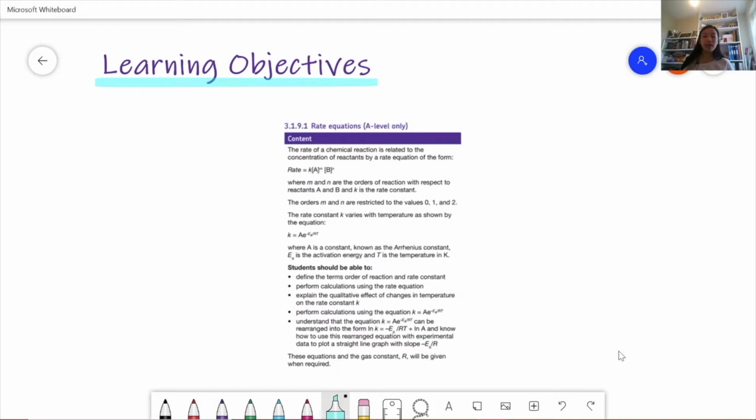We're going to be looking at rate equations today. So we're going to define what rate is again, and then define the terms order of reaction and rate constant, perform calculations using the rate equation, explain the qualitative effect of changes in temperature on the rate constant, and perform calculations using the equation k, that's Arrhenius's equation, and understand that the equation can be rearranged into the form ln k equals minus activation energy over RT plus ln A, and know how to use this rearranged equation with experimental data to plot a straight line graph with slope minus activation energy over R.